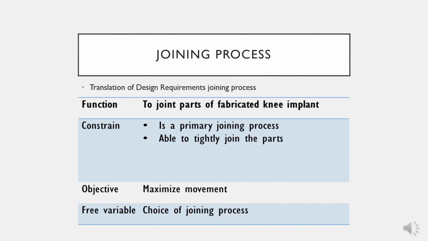Joining process translation. Function is to join parts of the fabricated knee implant. Constraint, it is a primary joining process, able to tightly join the parts. Objective is to maximize movement. Variable is choice of joining process.